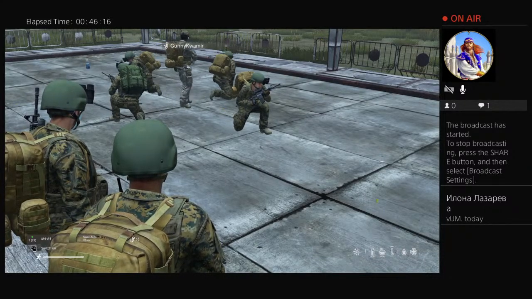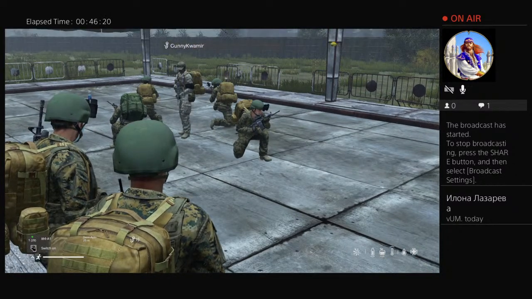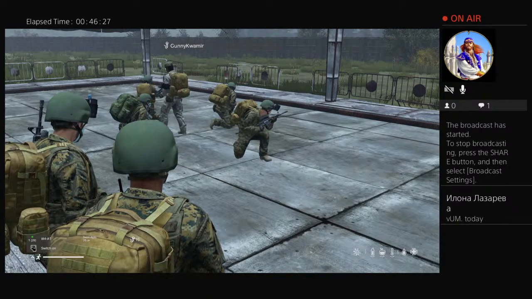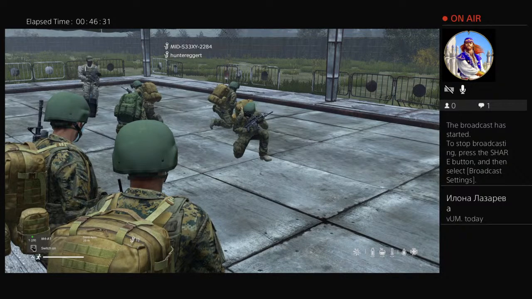Remember your sector of fire. It's outboard from where you are. You're responsible for all that area. Your left and right lateral limits are the person to your left and the person to your right. That's the left and right lateral limits. Does everybody understand? Yes, sir.